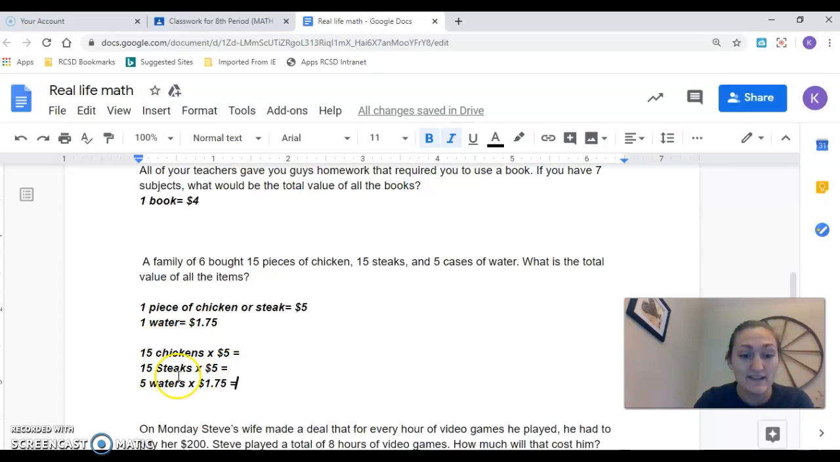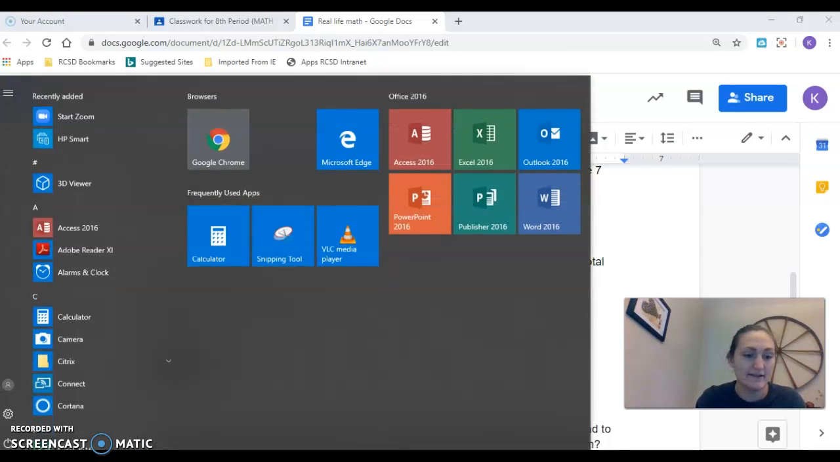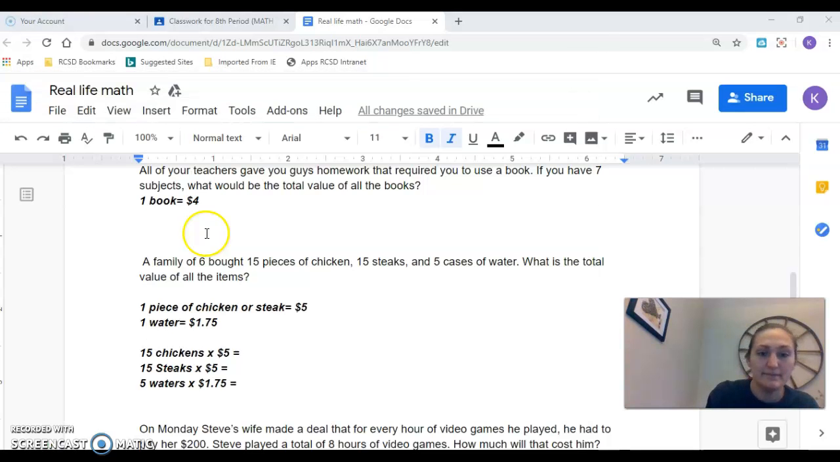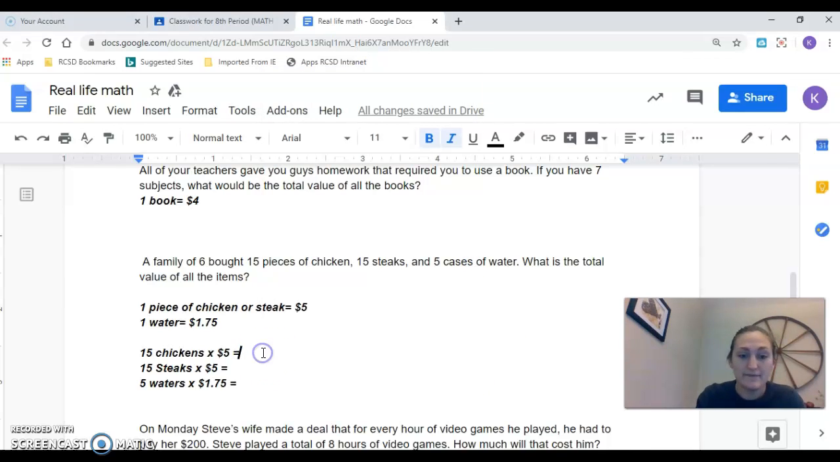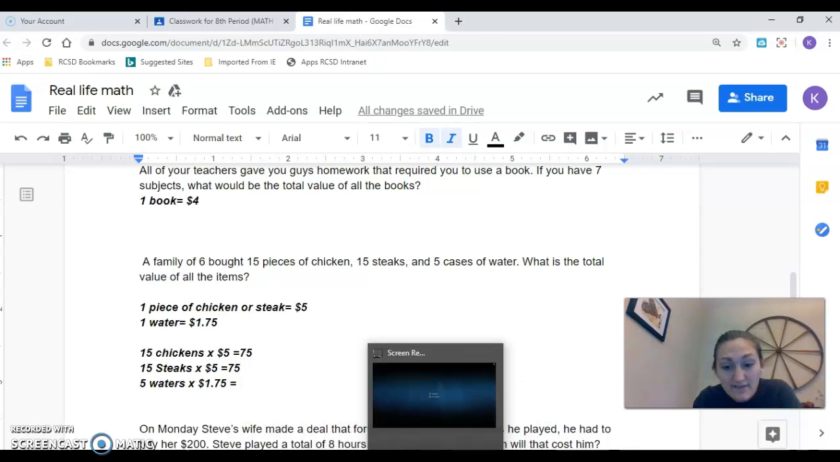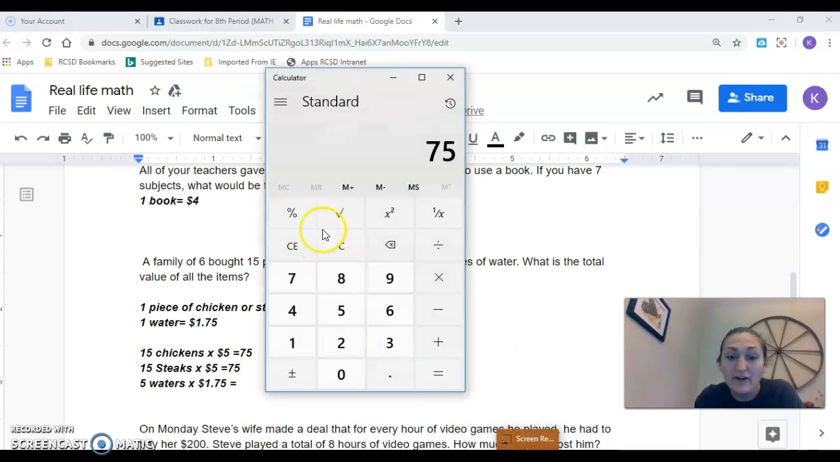Okay, so now I'm going to do all this math, and then am I done? So what's 15 times 5? Let me pull up my calculator again. 15 times 5 is 75. And then that's the same thing I would be doing for this one. And then I've got to do 5 times $1.75 again. Pull up my calculator. Clear out the 75.